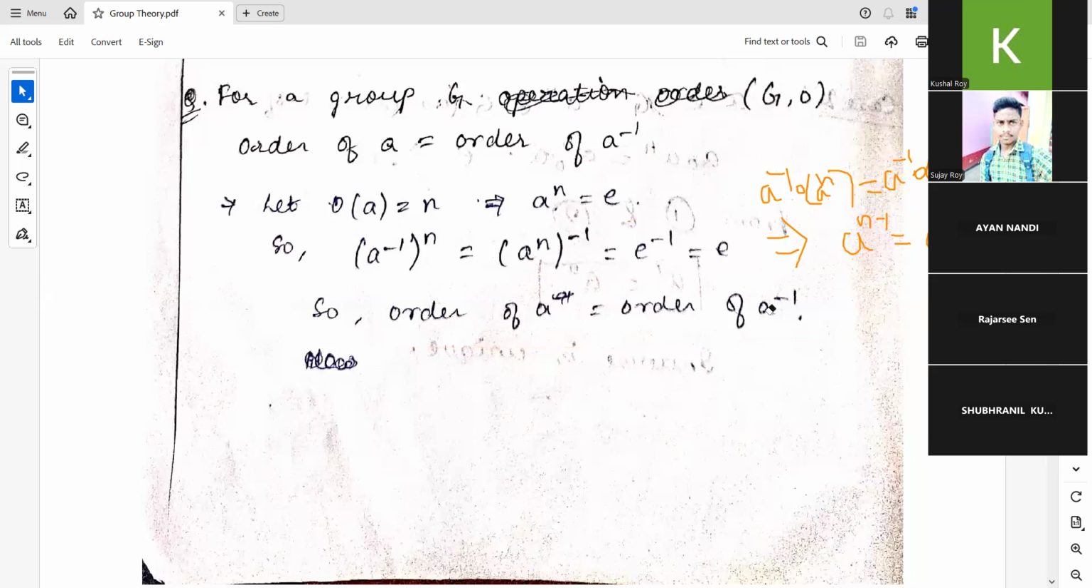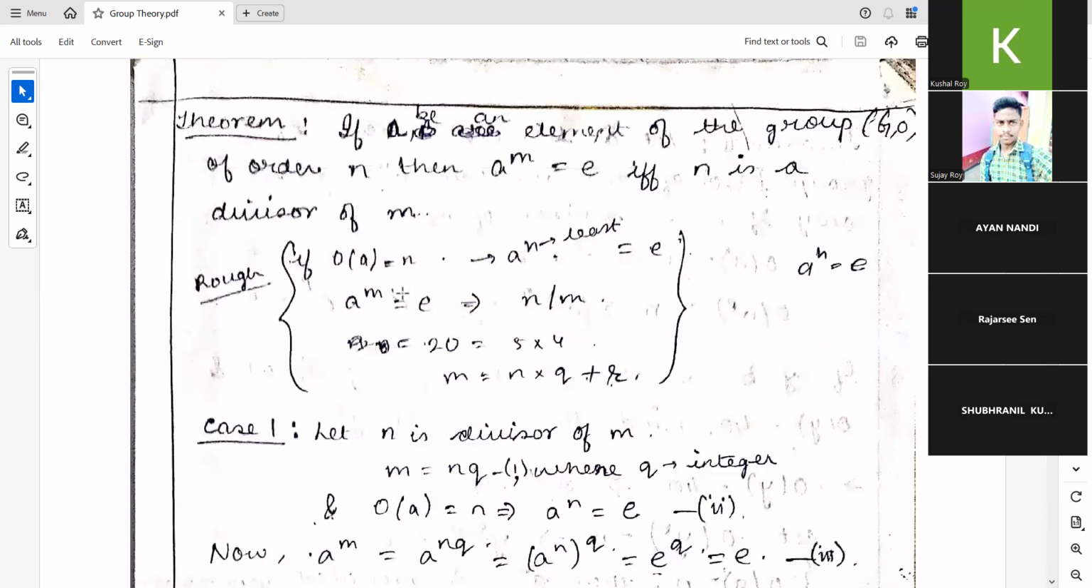Therefore, the order of A and the order of A inverse are always the same. Okay. So let us come to our next theorem.